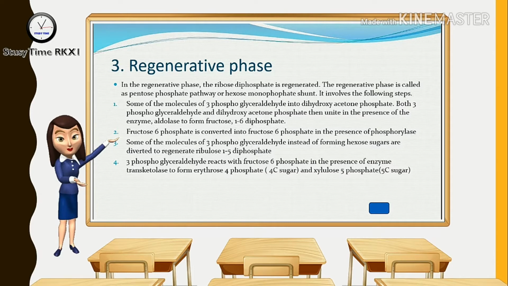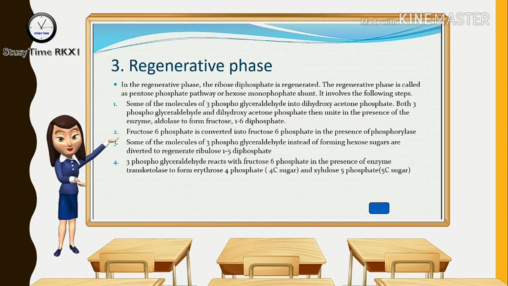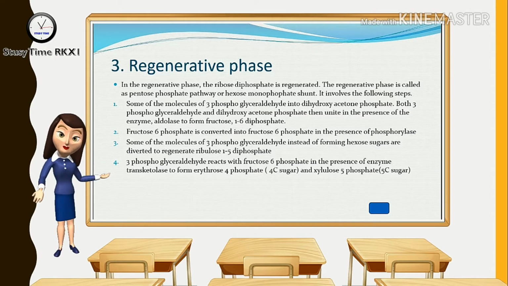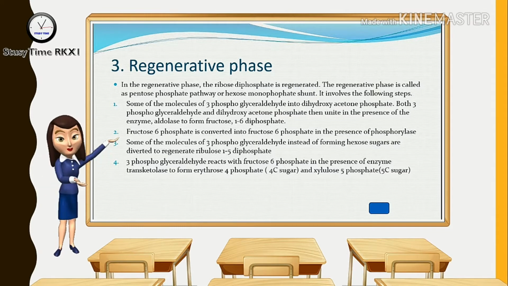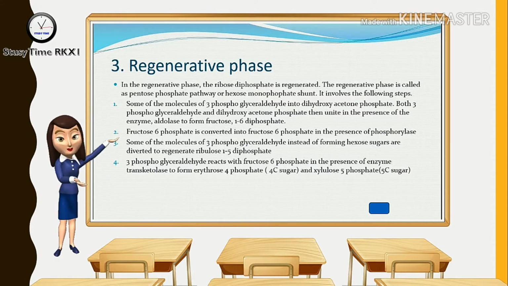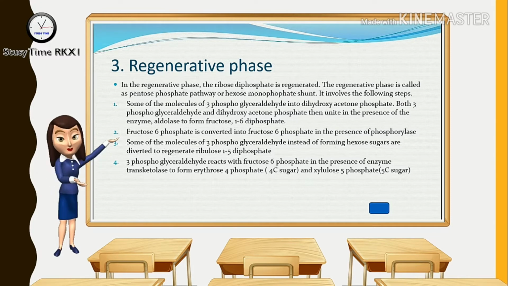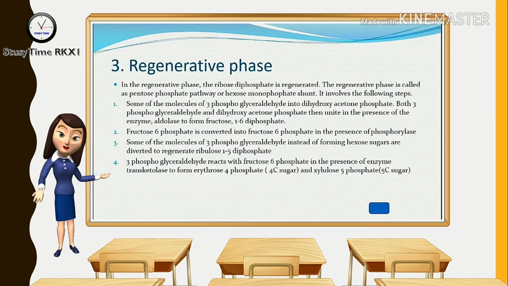1,6-diphosphate. Fructose 1,6-diphosphate is converted into fructose 6-phosphate in the presence of phosphatase. Some of the molecules of 3-phosphoglyceraldehyde, instead of forming hexose sugars, are diverted to regenerate ribulose 1,5-diphosphate. 3-phosphoglyceraldehyde reacts with fructose 6-phosphate in the presence of the enzyme transketolase to form erythrose 4-phosphate, a 4C sugar, and xylulose 5-phosphate, a 5C sugar.